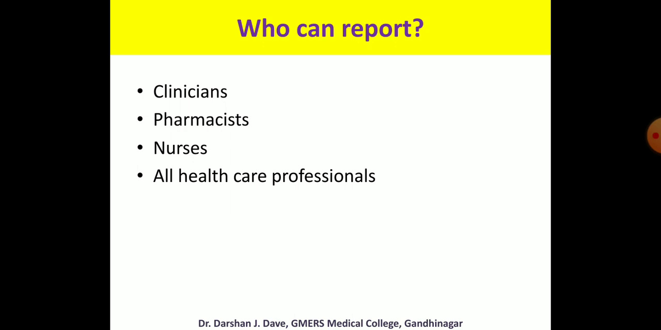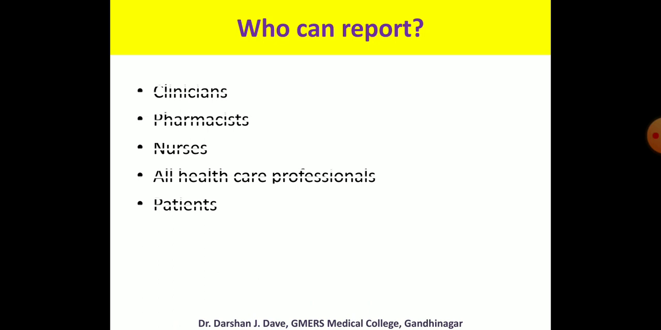But it came to notice that the reporting of adverse drug reactions is very low. If you look at the statistical figures, there is on average a 5 to 6% occurrence of adverse drug reactions, but the reporting is very low. That's why initially the clinicians, then the paraclinical staff, and lastly the patients were also allowed to report adverse drug reactions.